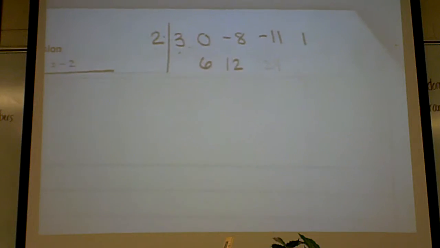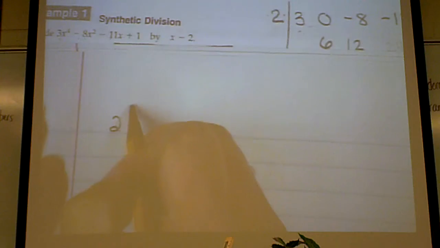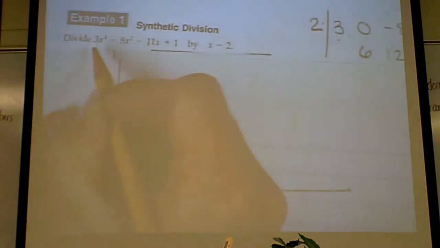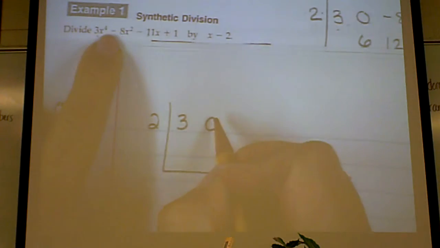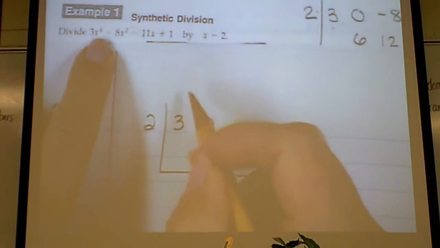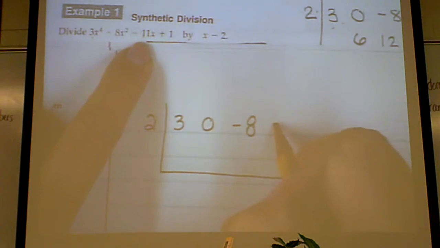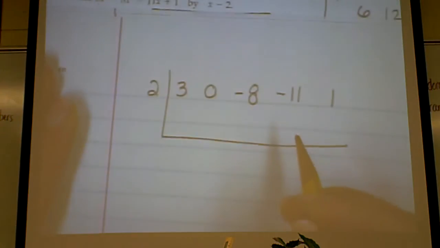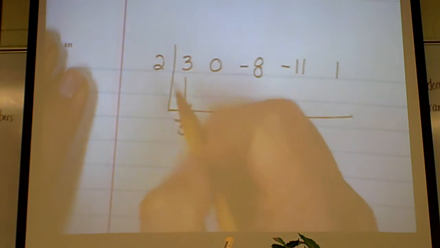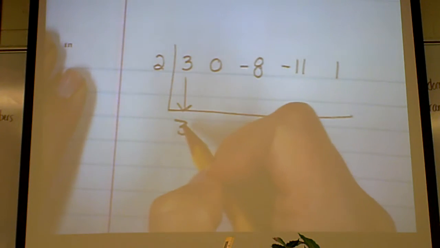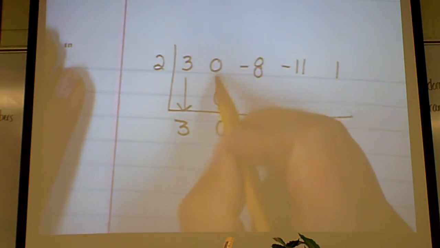Okay, let me start over. You take positive 2. You list your coefficients. 3, put a 0. You always want a placeholder if you're missing one. 3, 0, then you put -8, and -11, and 1. How do you do synthetic division? You always bring down the first number. You multiply these two, and you add.